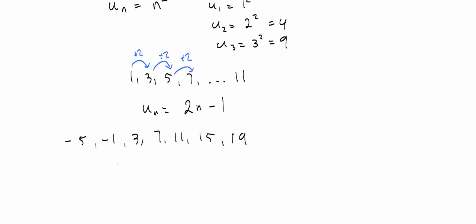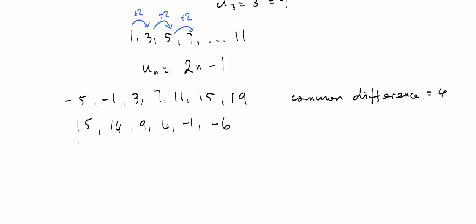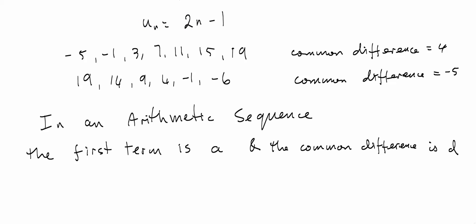In this sequence here, minus 5, minus 1, 3, 7, 11, 15, 19, the common difference is 4. We add 4 each time to get the next term. In this sequence here, we can see the terms decrease. Start with 19, 14, 9, 4, minus 1, minus 6. Well, we're subtracting 5 from each term to get the next one, so we say the common difference is minus 5. In an arithmetic sequence, we always call the first term a, and the common difference is d.